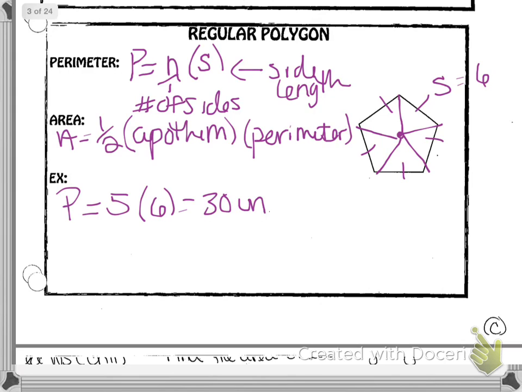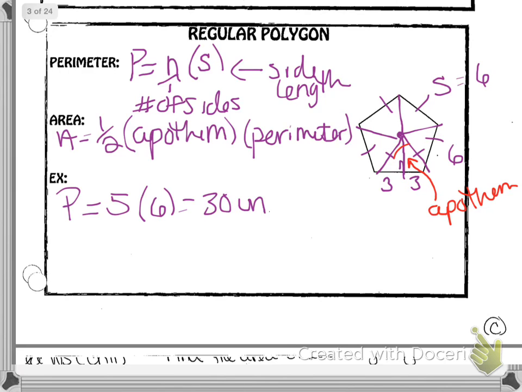So if I think about this shape here, if I draw in my altitude and I say this side is 6, then each piece here would have to be 3 because we know it's isosceles, okay? We have to find what we call the apothem, which is the piece right in here where we made our altitude. Okay, so it's like the height of your polygon.